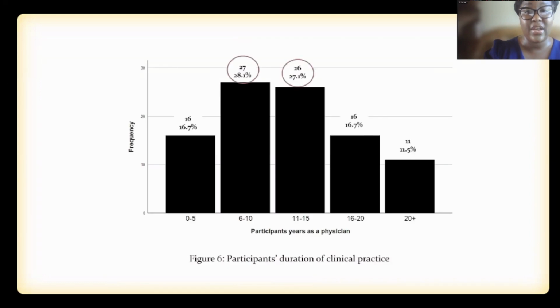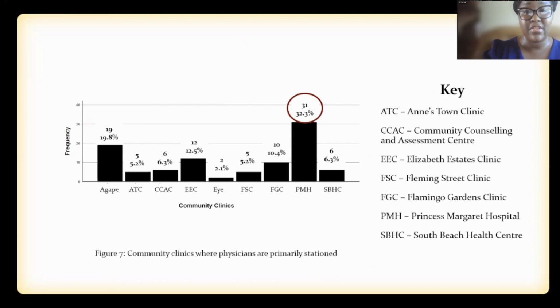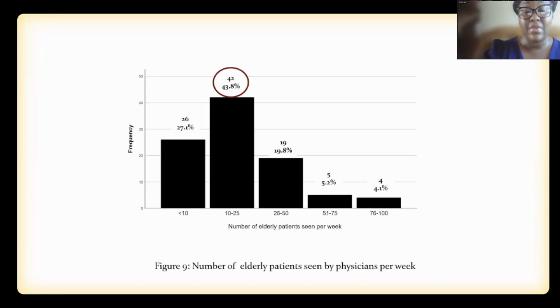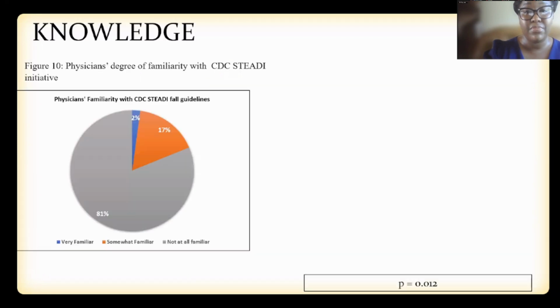Up to 28% had 6 to 15 years of clinical practice, and 32% of participants were stationed at Princess Margaret Hospital. Also, participants mostly achieved a degree that was either DM2 or DM2 equivalent, and about 44% saw 10 to 25 elderly patients per week.